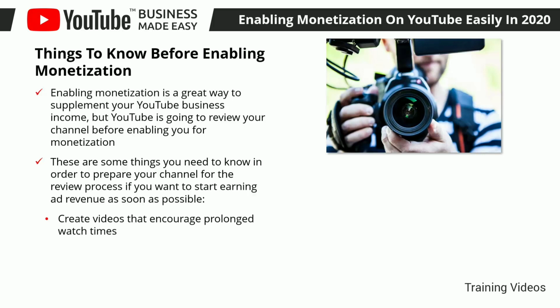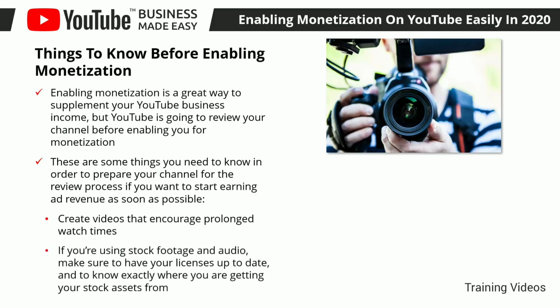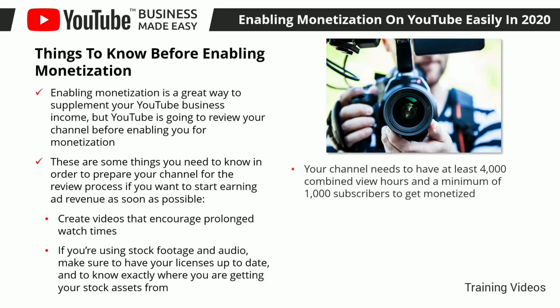In general, you have to make videos that are between 6 to 25 minutes long depending on the topic. If you're using stock footage and audio, make sure to have your licenses up to date and to know exactly where you are getting your stock assets from. This will help you avoid duplication claim as reason for non-approval. Your channel needs to have at least 4,000 combined view hours and a minimum of 1,000 subscribers to get monetized. These numbers aren't difficult to achieve if you produce quality content.